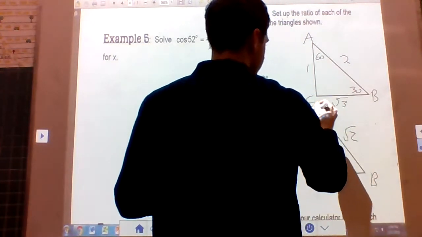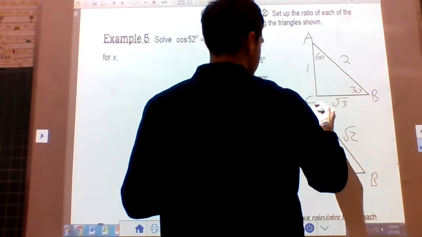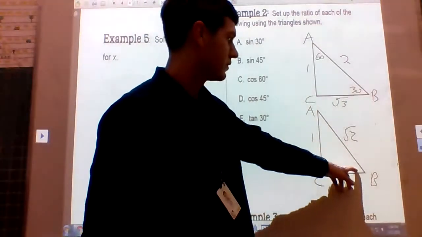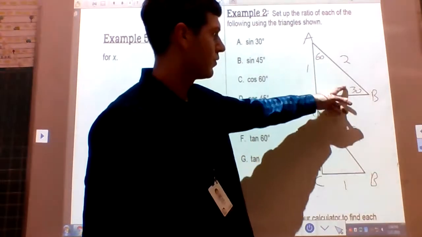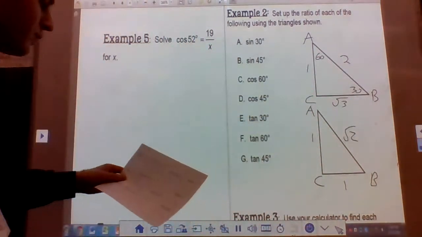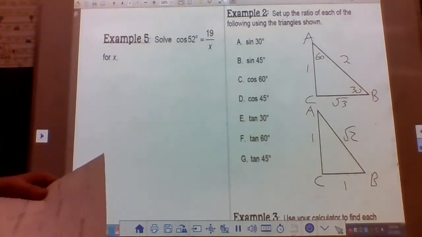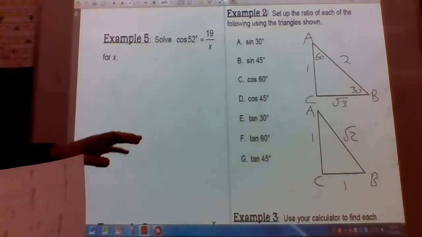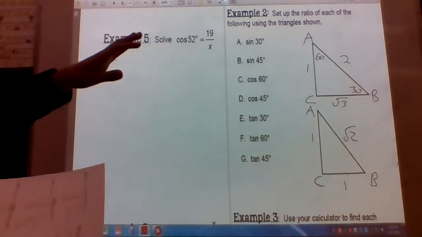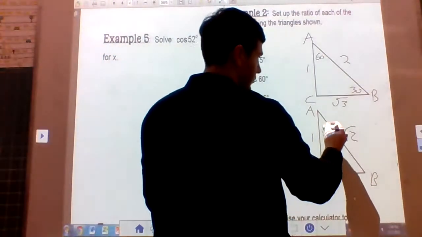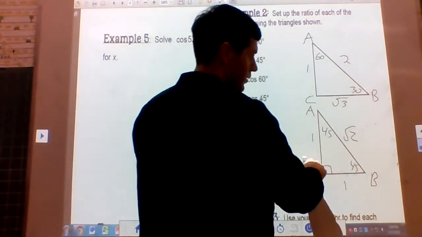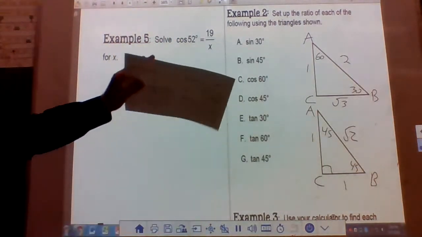I think there were two different versions of this, because here this looks like the 30, 60, 90, and that looks like the 45, 45, 90, but on the one I gave you, the top one looks like the 30, 60, 90. So for some reason, I think there were two different versions and they had them flipped. Anyways, we're just going to go with what we have. Pretend this is the 45, 45, 90, because that's what's on your paper. The bottom one was the 45, 45, 90. The top was the 30, 60, 90.